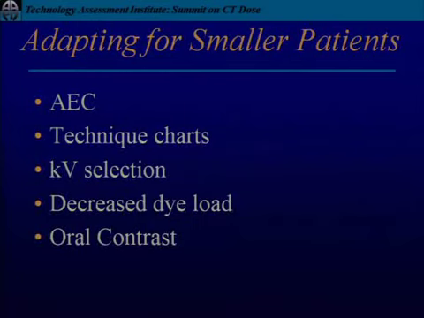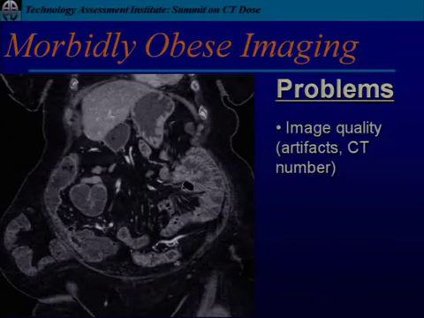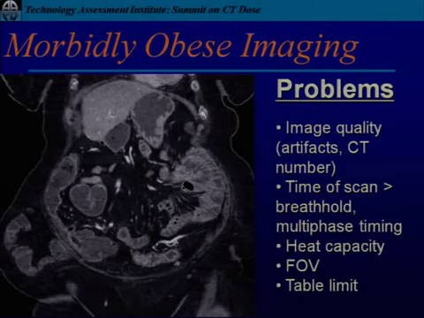So for the smaller patients, you've heard about the AEC, the technique charts, and the kV selection, but also think about decreasing your IV contrast load as well as changing your oral contrast. For the morbidly obese patients, there are problems with image quality. The other thing, though, is that with these multi-phase exams, you just cannot maintain the image quality as you scan through quickly. So you have other problems like heat capacity, field of view, and table limit things to think about.